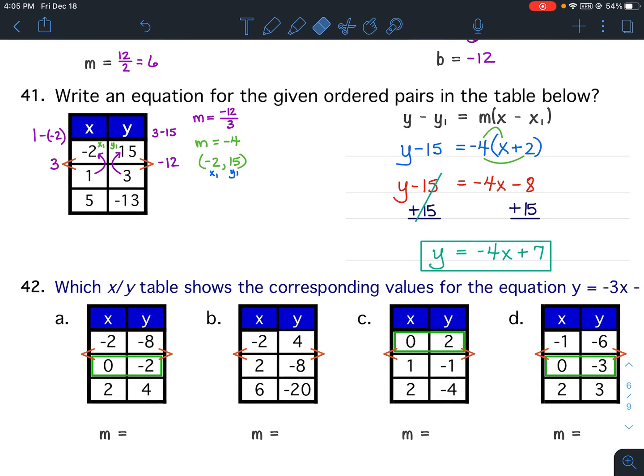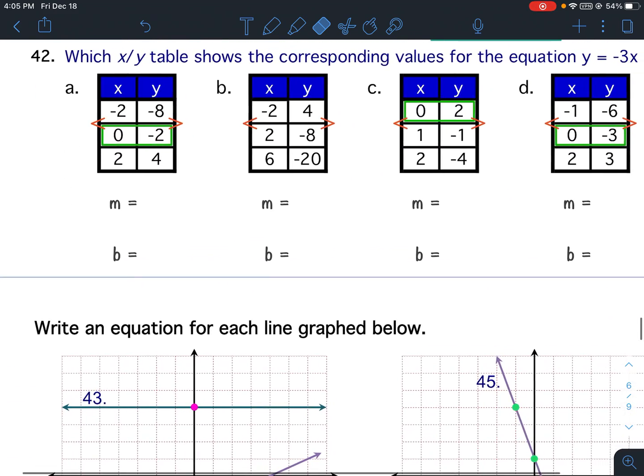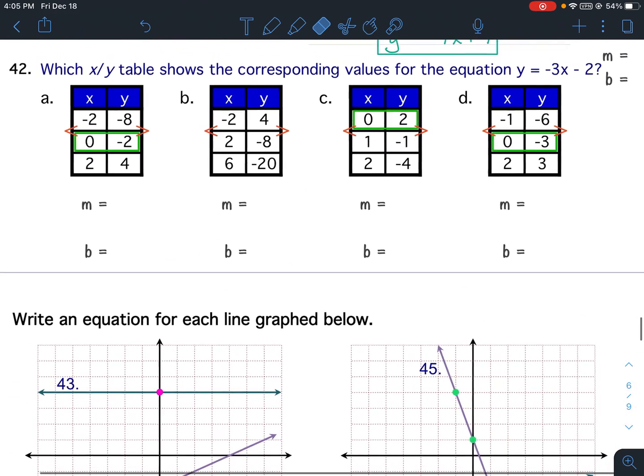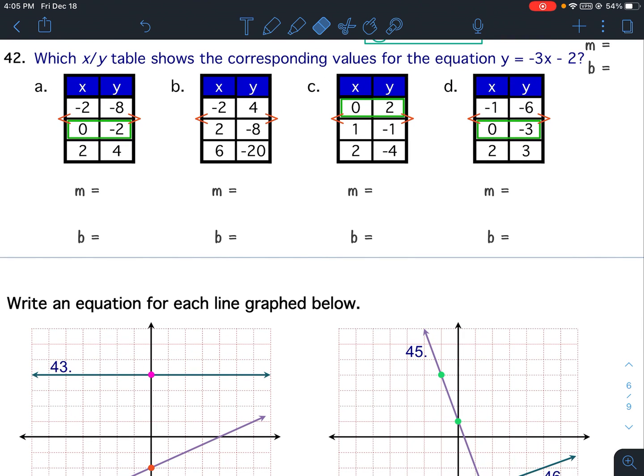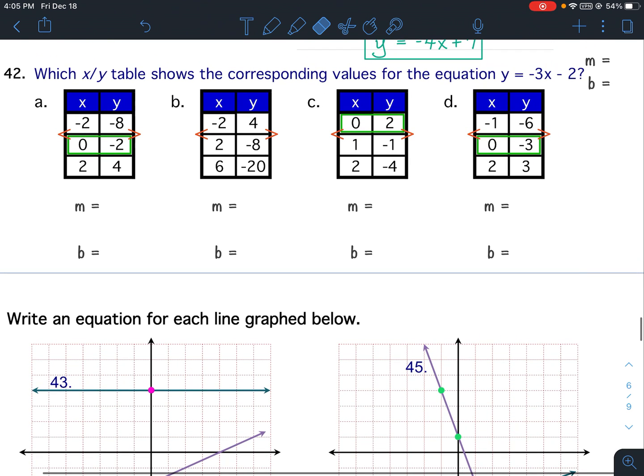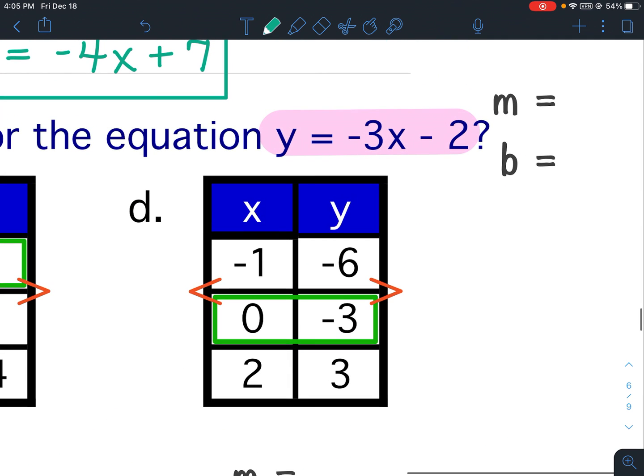Pause your video, get all of that written down. Okay, question 42. Which xy table shows the corresponding values for the equation y equals negative 3x minus 2? So this is the equation that we're using right up here. All right, what is the slope of that equation? Well, my slope is negative 3. What is my y-intercept? My y-intercept is negative 2. So I got the slope here, the y-intercept there.